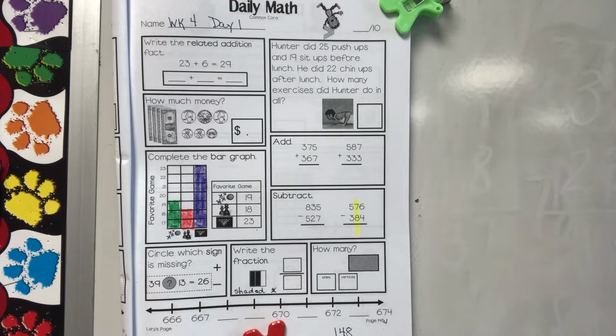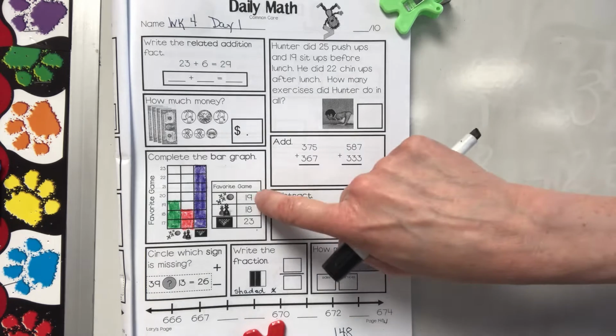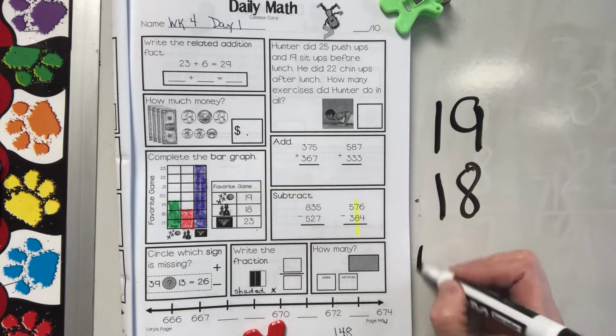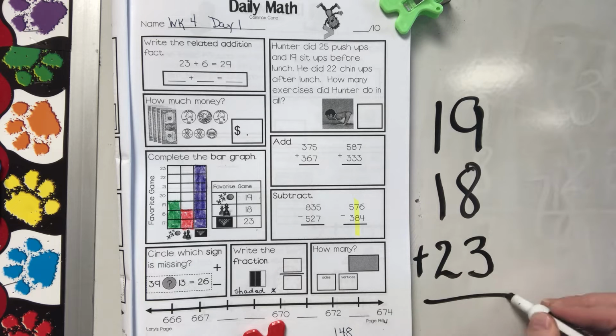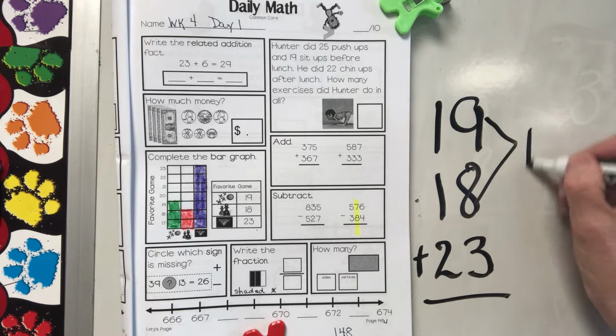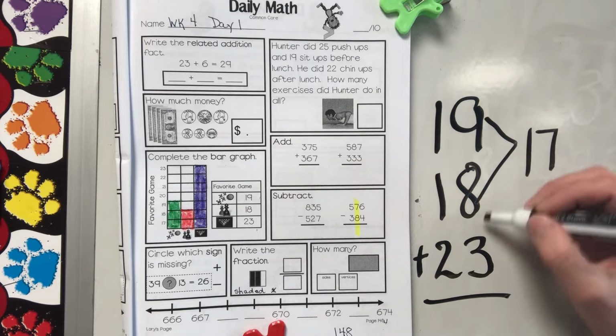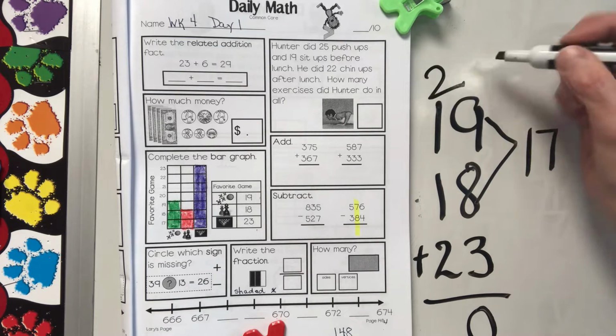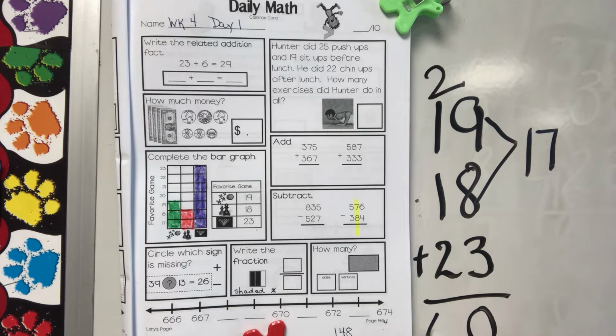Very good. How many kids voted in all? What do we do there, second graders? How many kids voted in all? We add 19 plus 18 plus 23. All right, 19 plus 18 plus 23. Well, here's a doubles plus 1. 9 plus 8 is 17. 17 plus 3 is 20. 0, 2. 2, 4, 5, 6. 60 kids voted in all.